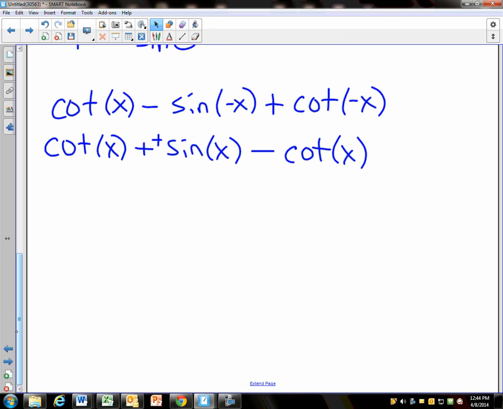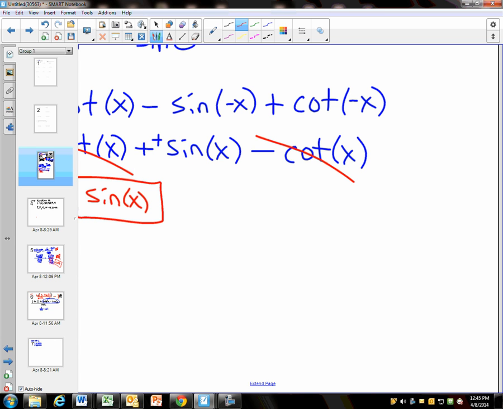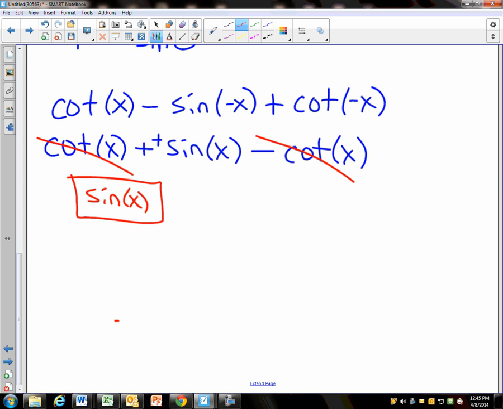That's the relationship. And so what do you notice happens now? The cotangents go away and leaves you with sine of x. You probably really like that problem. All right. Thank you, Taylor. What's that? This one? Because there was no negative angle. Here you had negative angles.